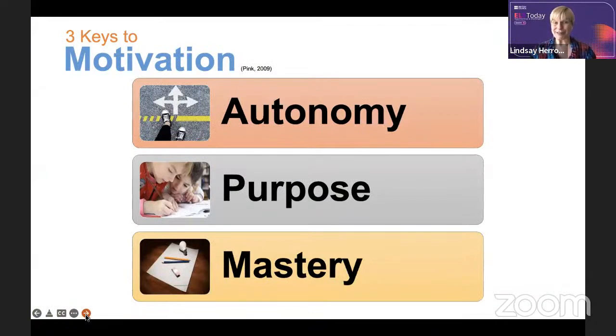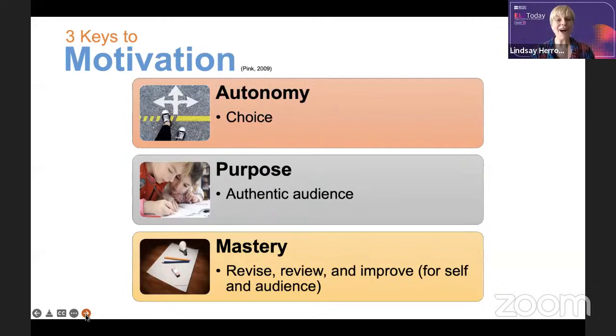Now, you know also the 3 keys to motivation, right? Autonomy, purpose, and mastery, if we take that perspective. Well, projects support all of those because students have lots of autonomy in that they can make different choices. They have purpose in sharing their projects with an authentic audience. They're not just creating it for the teacher or for pedagogical purposes. They're creating it to share it and to communicate. And then they can demonstrate mastery in different ways.